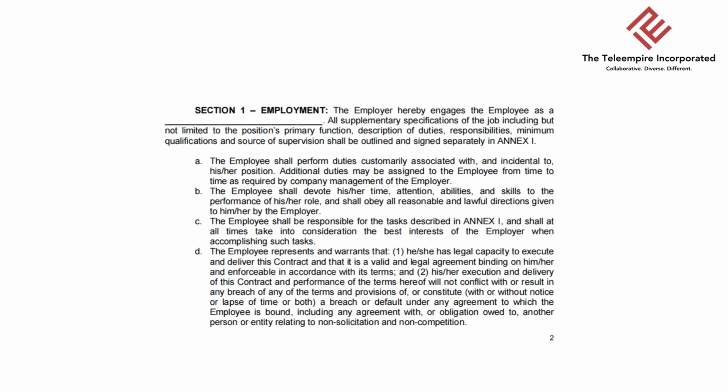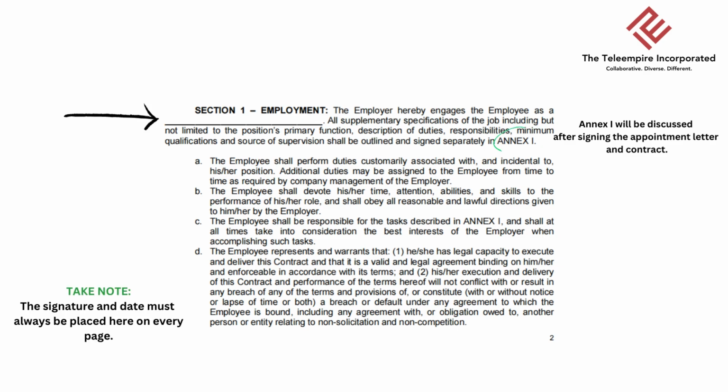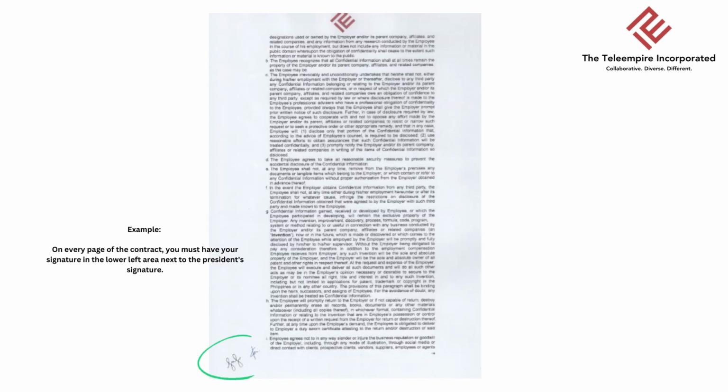This section simply states your job position within the company. In this section, Annex 1 will provide you with a job summary that outlines your responsibilities in our company. Please note that it is necessary for you to sign all the papers in the contract. For instance, if there is no acknowledgement or signature line over the printed name, you should place your signature and a date in the lower left area of each paper.